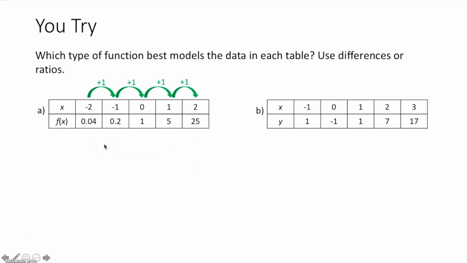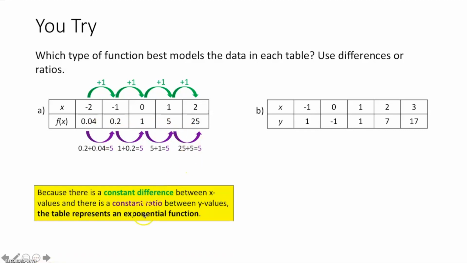Okay, so then we check the ratio. Is there a constant ratio? So what is 0.2 divided by 0.04? Well, that's 5. What's 1 divided by 0.2? That's 5. What's 5 divided by 1? We know that's 5. And then 25 divided by 5? That's 5. So because there's a constant ratio between the given y values, then you know that this is going to represent an exponential function.